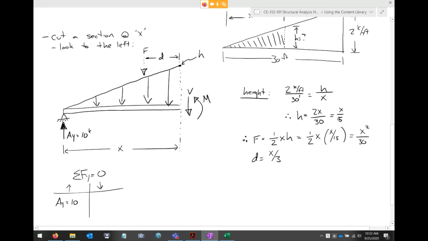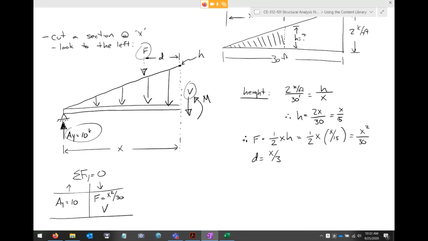What do I have going down? I have F going down, which is X squared over 30, and I've got V going down. Does everybody see that? I've got the 10 going up, the F going down, and the V going down. Those are the only things I have going up and down. And remember, that F is just simplifying that triangle.